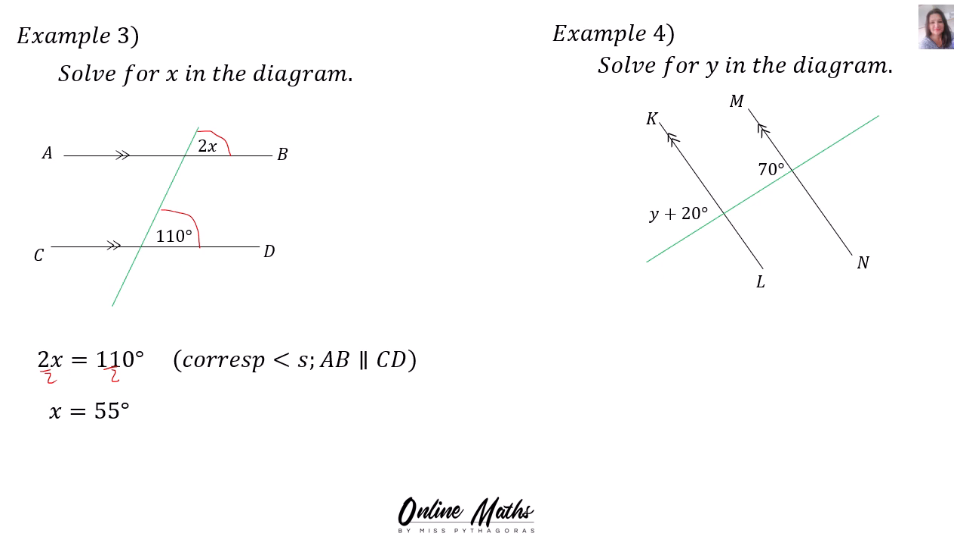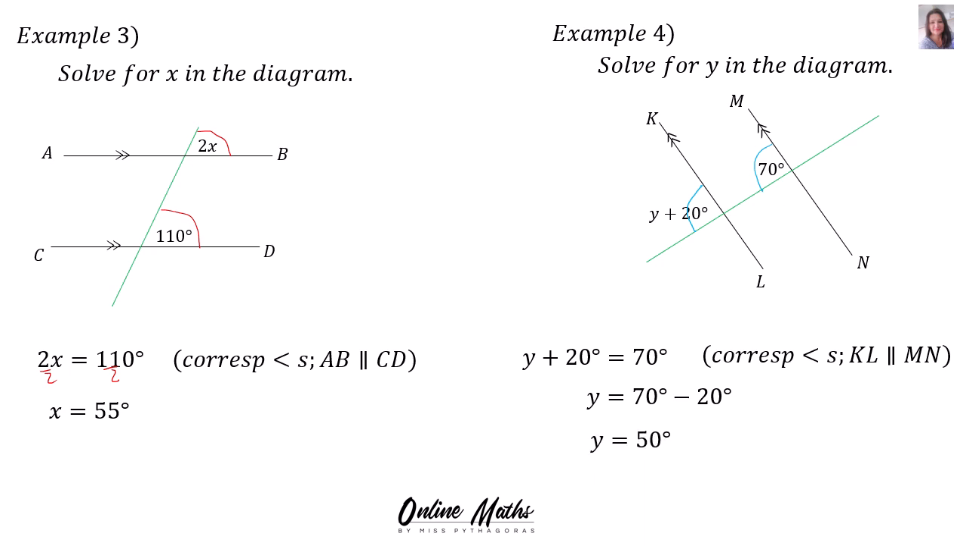Then example 4, solve y in the diagram. There you also find corresponding angles. And they are this 70 degrees and y plus 20 degrees. And the theorem says that corresponding angles are equal. So we can write y plus 20 is equal to 70 degrees, and the reason, corresponding angles equal since KL is parallel to MN. And then we solve y, so we end with 70 minus 20 is 50 degrees.